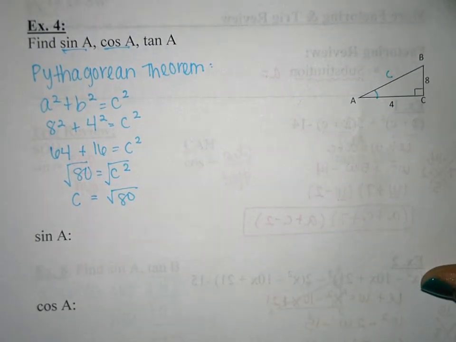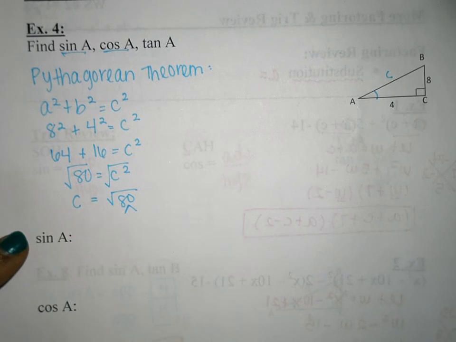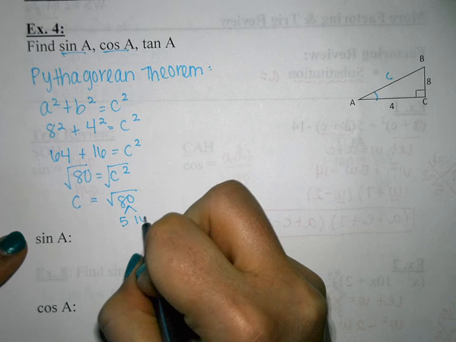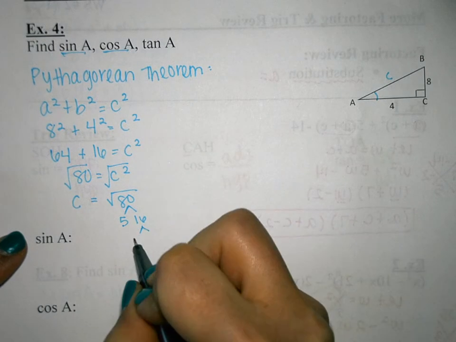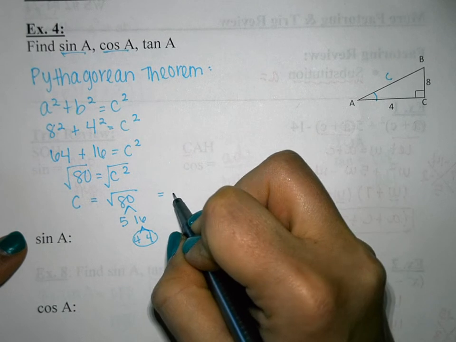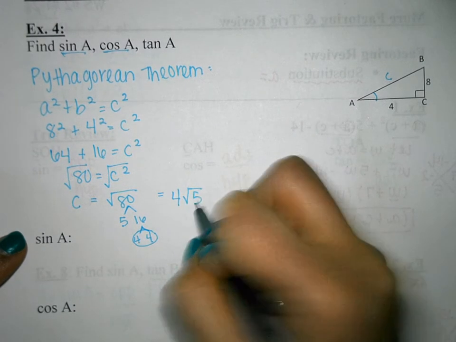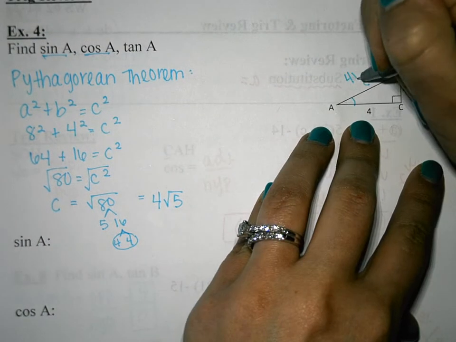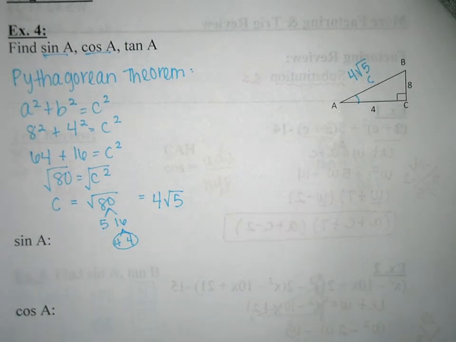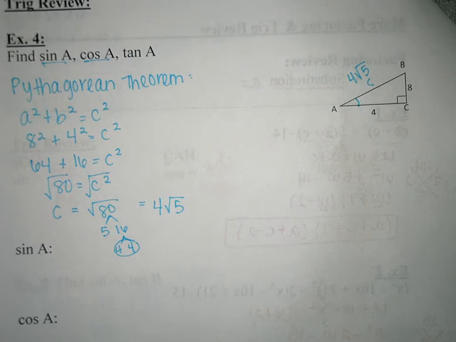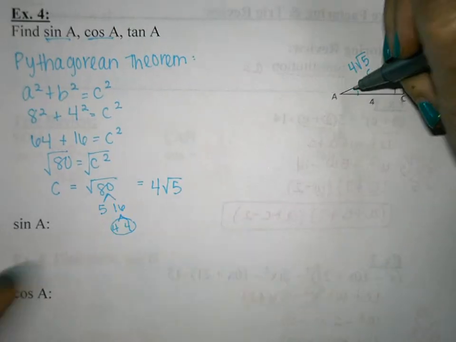Let's see if we can break that down at all. 80 breaks down to 5 times 16. 16 breaks down to 4 and 4. So we can pull out the 4s. So root 80 is the same as 4 root 5. So let's write that in our triangle. So our hypotenuse is 4 square root 5. So your triangle is labeled, so now let's use that to solve for sine, cosine, and tangent of angle A.